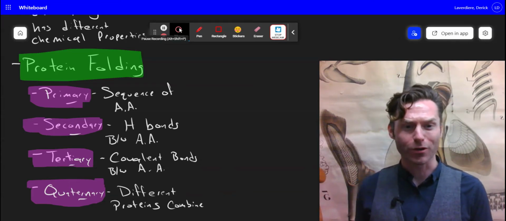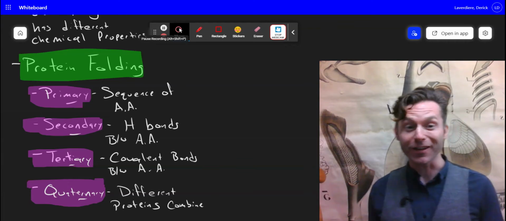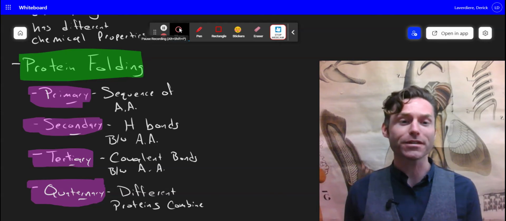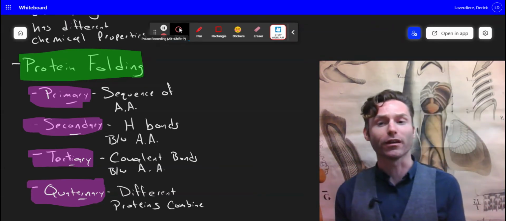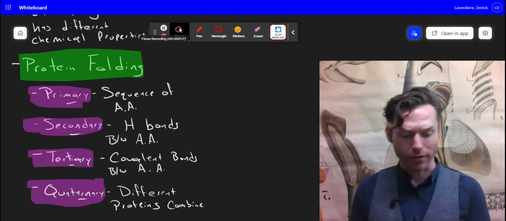You must be here about protein folding. Fortunately for you, I was just about to talk about that. So, protein folding is the process by which proteins get their shape and ultimately get their function. And protein folding has four different levels.